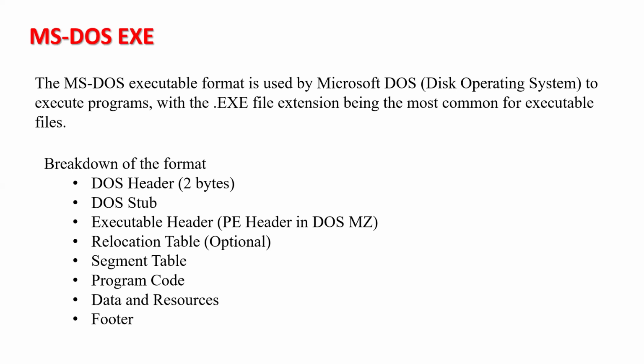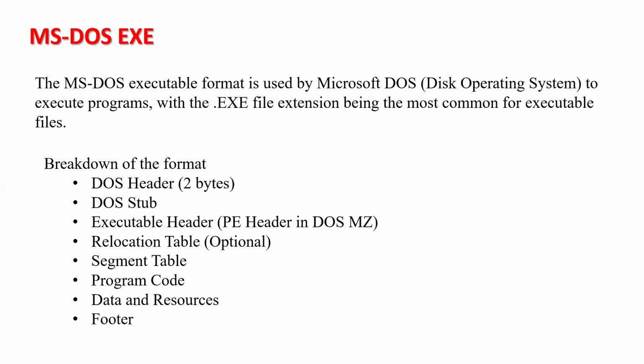This DOS stub is followed by an executable header, kind of like the PE header in DOS MZ. After the DOS stub, the file contains an offset to the actual PE, that is, the portable executable header, used mostly by Windows or other executable formats. This is the starting point where the DOS loader will transfer control to the executable code. The PE header is more complex and is used in modern Windows executables, which we'll probably talk about in the next video.